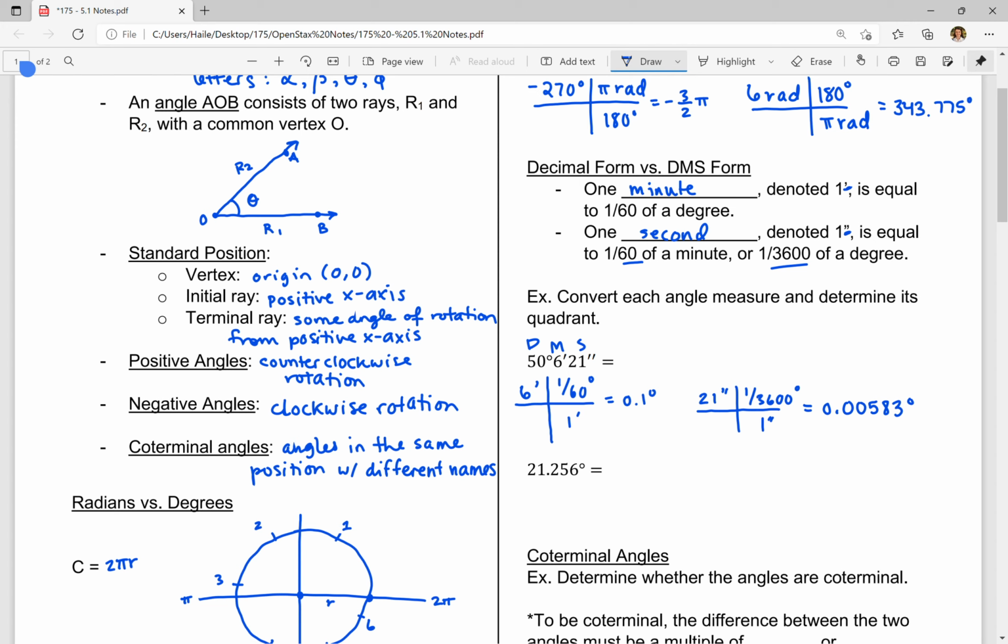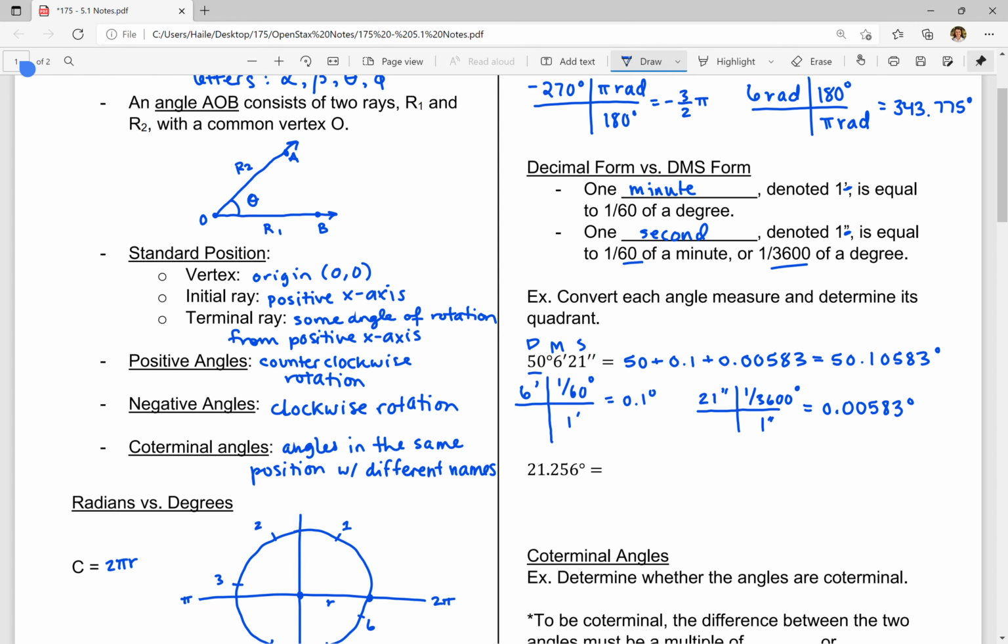Now what I need to do is add all my numbers together. I still have 50 degrees, so my first place value here was 50 degrees. Then I want to add my minutes, the 0.1, and then I want to add my seconds, the 0.00583. If I add all three of those numbers together, I just get 50.10583 degrees. Okay, so that is how you start in DMS form and go into decimal form.